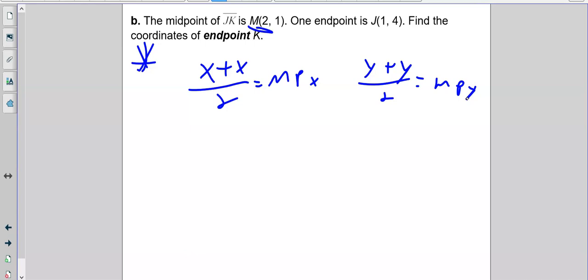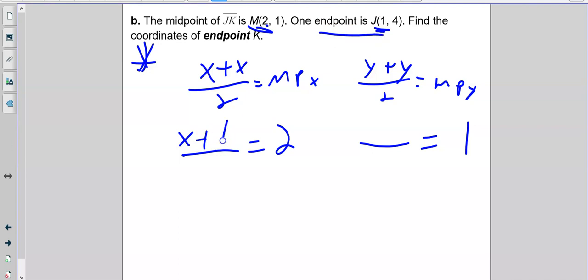We know the midpoint x is 2. And we know the midpoint y is 1. The most common mistake here is people do 2 plus 1 and 4 plus 1. That's if they're both endpoints. This is not. This is a little bit more tricky. It's a little bit more algebraic. So x plus my one endpoint x, which is 1, divided by 2. And then y plus my endpoint y, 4, divided by 2.